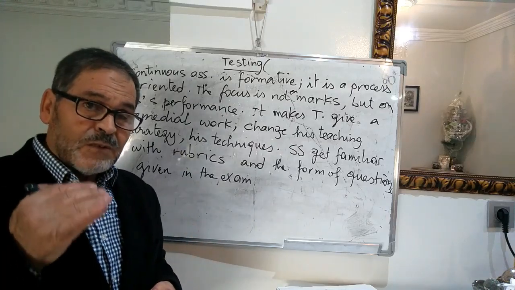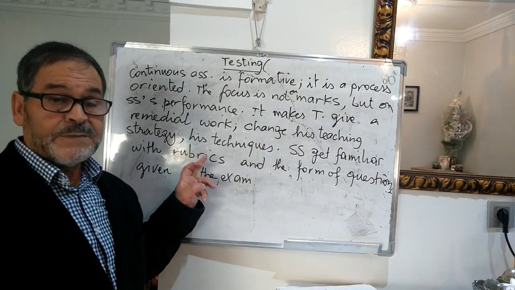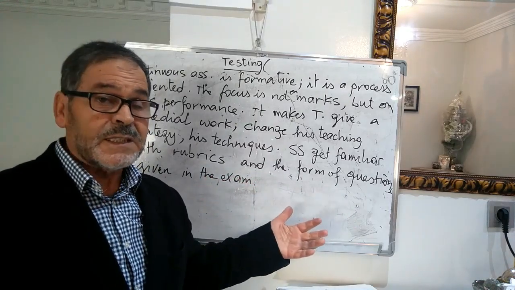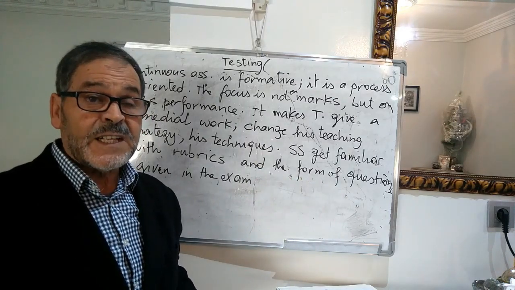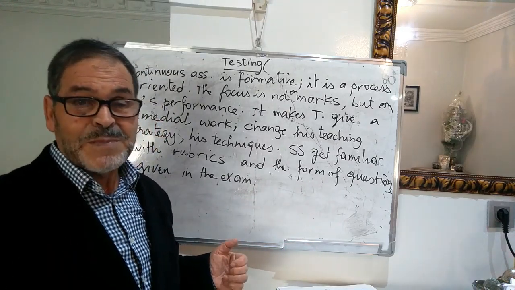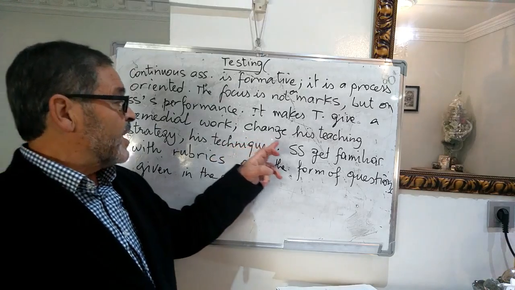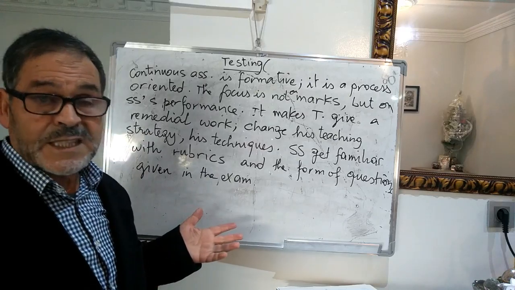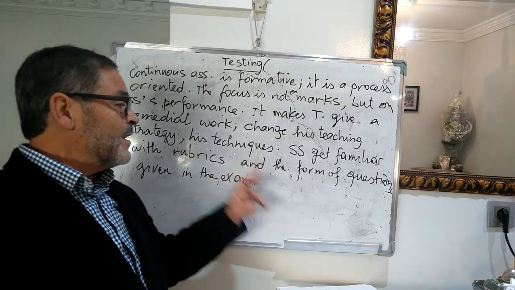We evaluate their knowledge. It makes the teacher give remedial work. If a test shows, for example, that half the classroom, 20 students, didn't get the average, it means that there is a defect either in the test or in the teaching strategy or in the teaching techniques. Maybe the teacher is going to see where the defect is, and he is going to change his teaching strategy. He's going to change, of course, the method he uses. Maybe it is not successful. Okay, and his techniques. Students get familiar with rubrics and the form of questions.